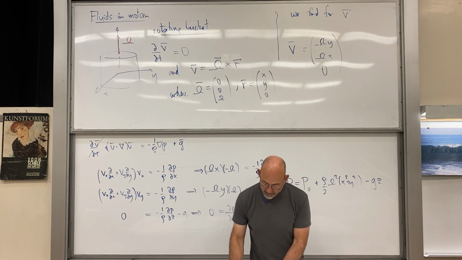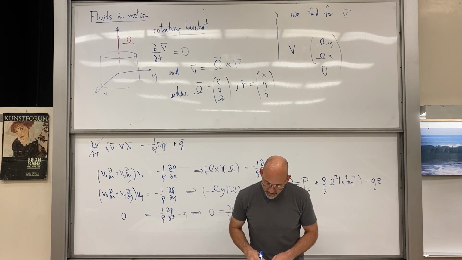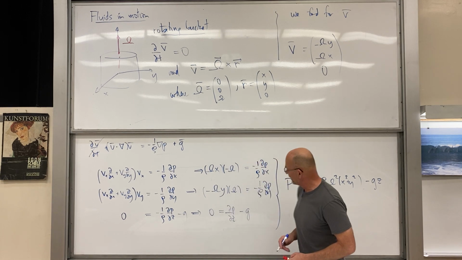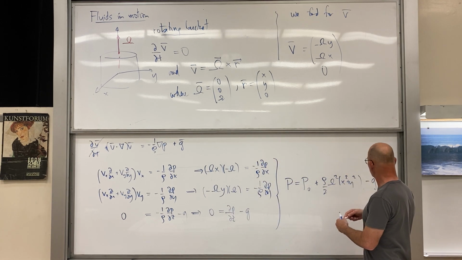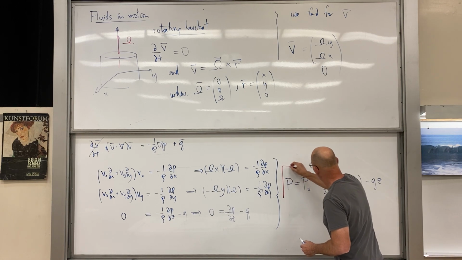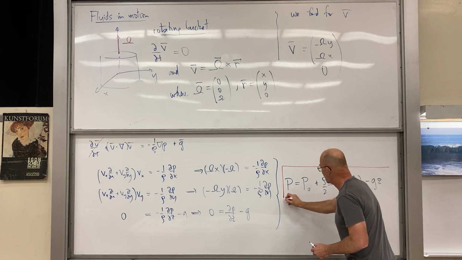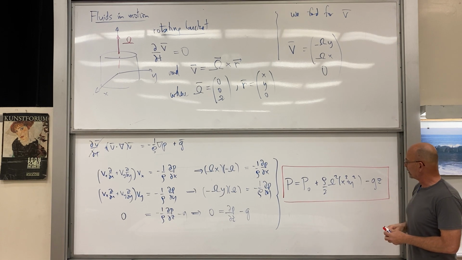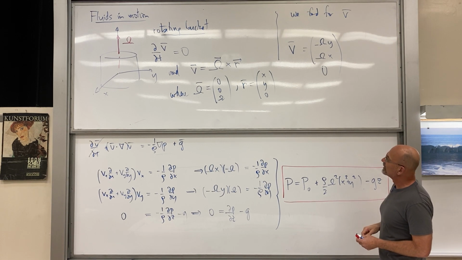Let's consult here for a moment just to make sure. Yep, there we go. Omega squared over 2 minus rho dz equals constant. So good, let's put a box around here. That's the pressure distribution, x, y, and z of that rotating bucket.